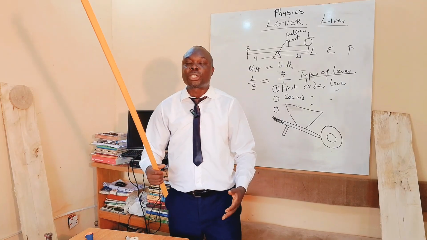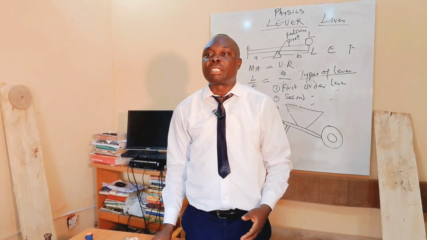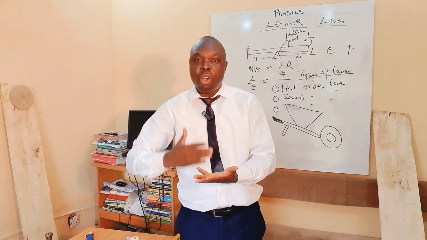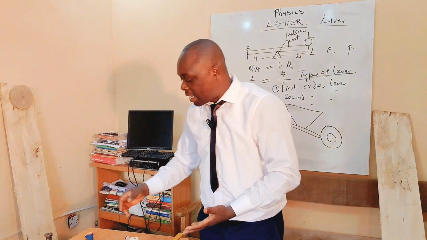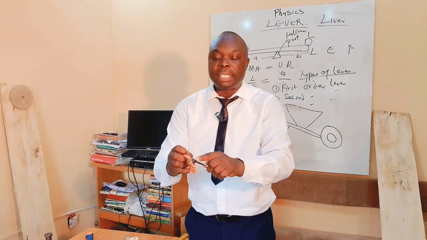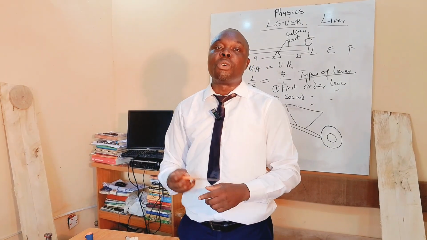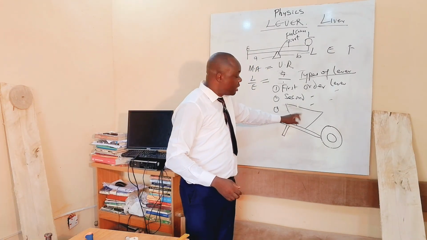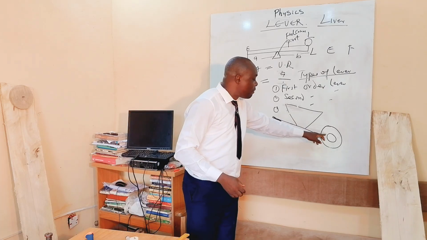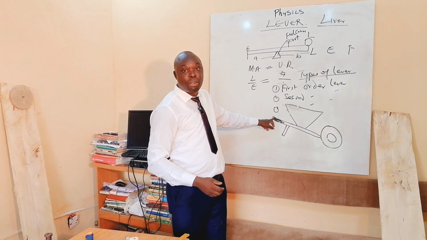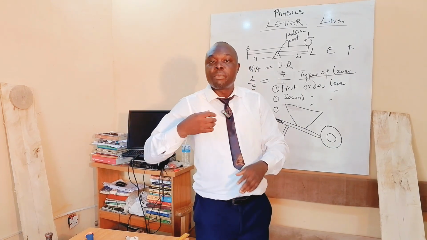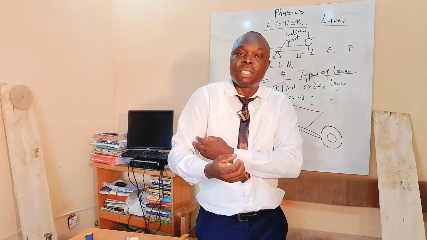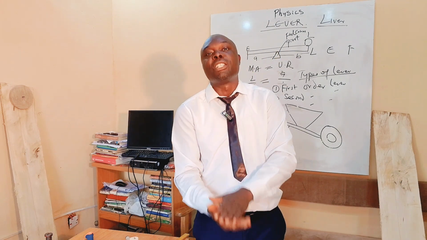What again? We have also learned that lever can be classified into three major parts. One is what? The one we call first order lever. First order lever is where the rotating part is between the effort and the load. Second order lever is where the load is between the fulcrum and the effort. What of third order lever? Where the effort is between the fulcrum and the load.